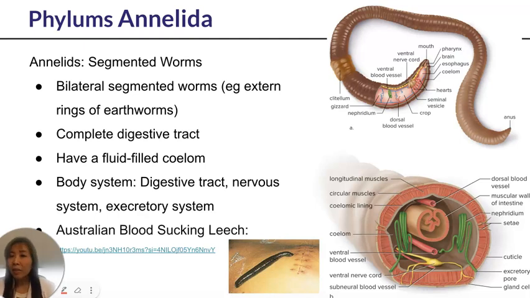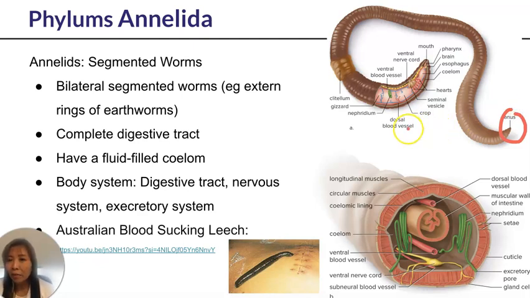Annelida have a complete digestive tract. So unlike before, when we saw that with the Platyhelminths, that they did not have a complete digestive system, so the pharynx acts both as a mouth as well as where they would secrete their digestive waste. A worm, this earthworm, this Annelida, actually has a complete digestive system. So they have a mouth, but they also have an anus to actually secrete their waste.